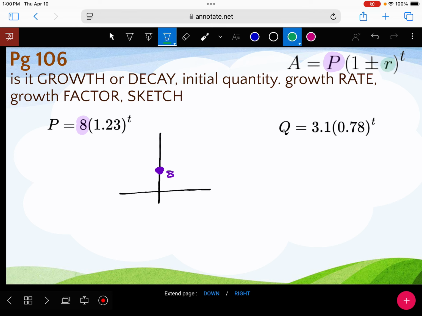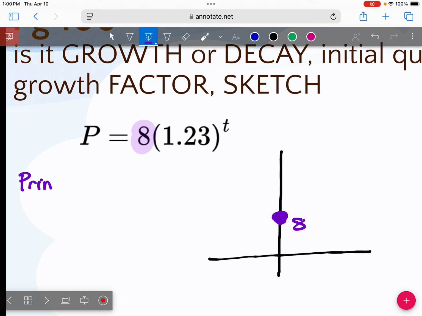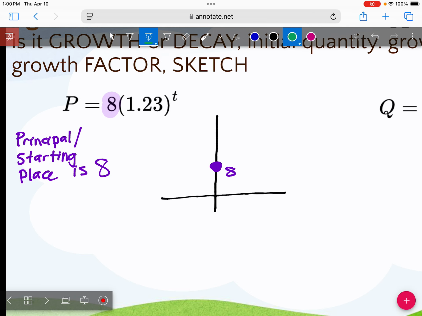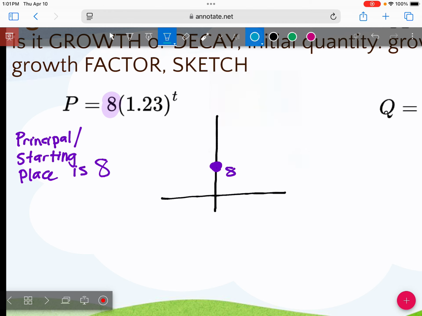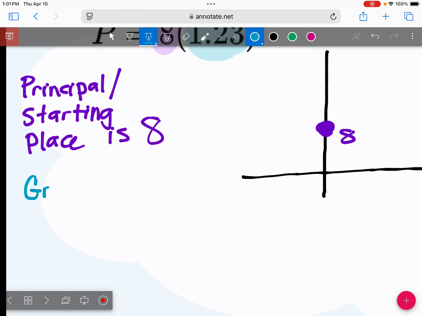We want to try and find our rate, which is inside the bit that has the parentheses. Oh, sorry, let me write down the part about P. So our principal, or starting place, is 8. When we're looking to figure out what our rate is, we're actually going to start by looking at a whole chunk that has a name here. That piece is called the growth factor. This whole chunk right here, the piece that has the exponent, is called our growth factor. It's what we multiply by to get it to change.